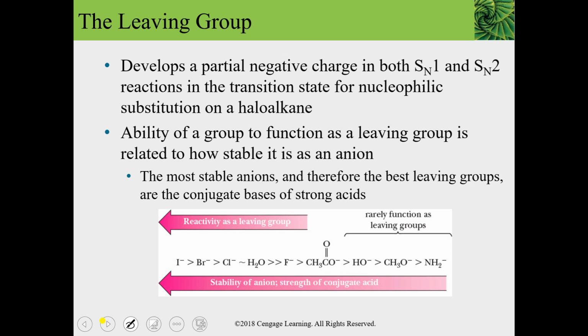Relatively leaving groups, or groups that leave with relative ease, you pretty much see from here down. I would memorize that. You almost never see these as leaving groups, and if you do, it's because something really, really strong has come in. So the more stable the ion is, the more readily it will be a leaving group. That's why you don't really see these as leaving groups very often, because their anions are not very stable, not compared to, say, iodine or bromine ions.